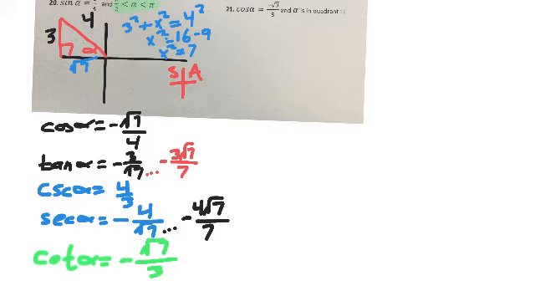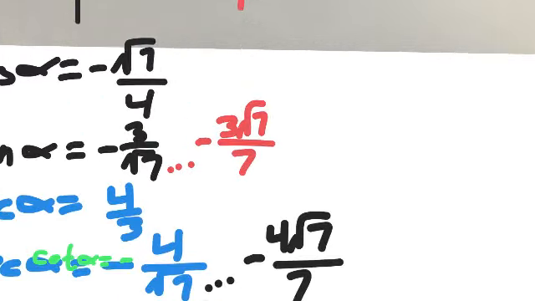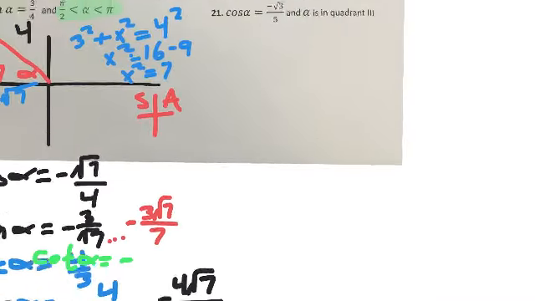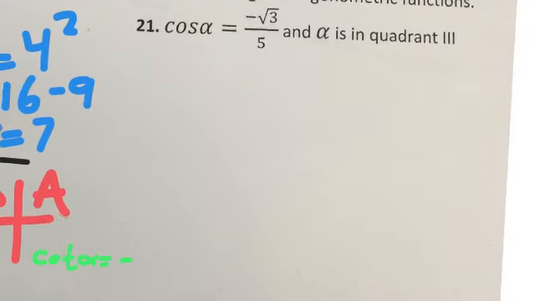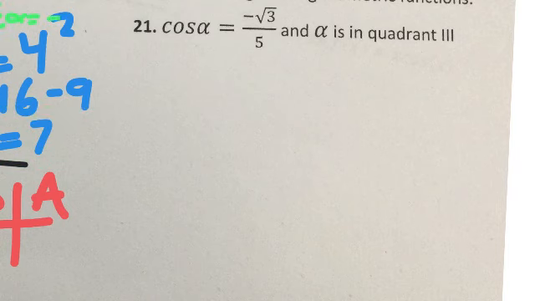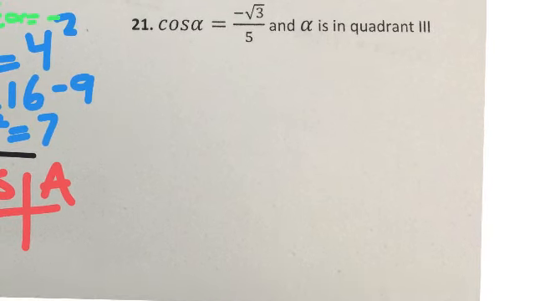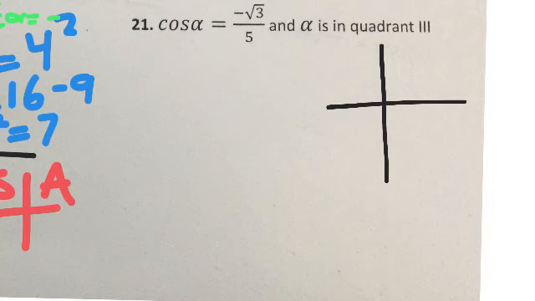Any other questions on 20? Okay, so I'm looking at 21. Cosine of alpha is negative radical 3 over 5, and alpha is in quadrant 3. So this time they just tell me what quadrant I'm in. So I'm in quadrant 3.